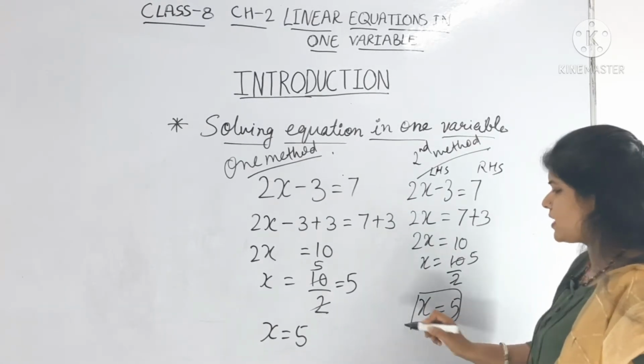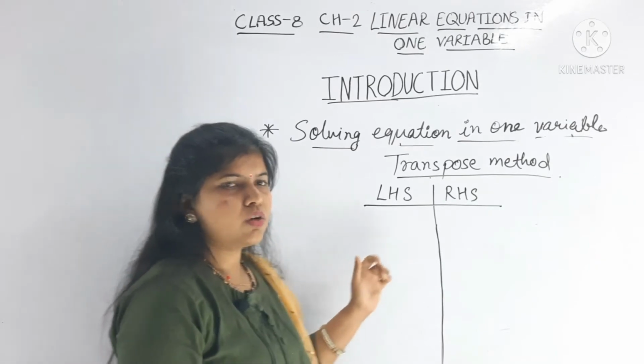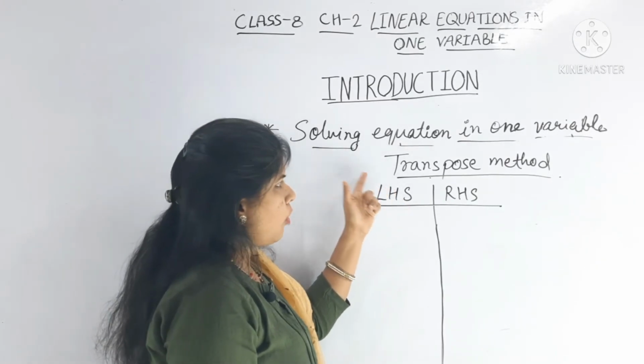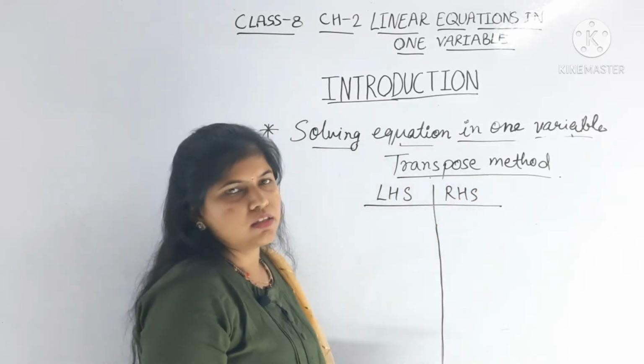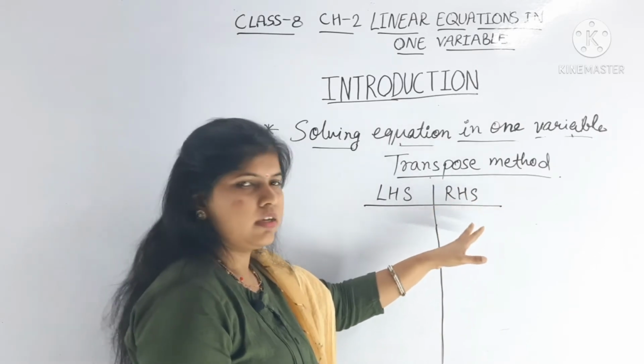Okay. This is x equal to 5. Now the next point in this topic is the transpose method. That is the second method I had told before.